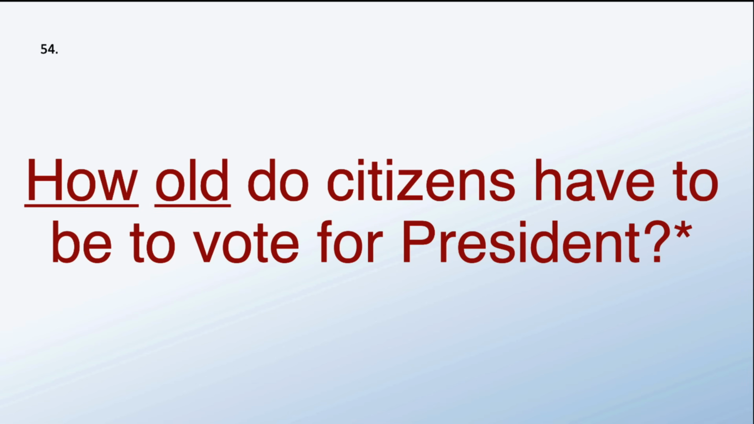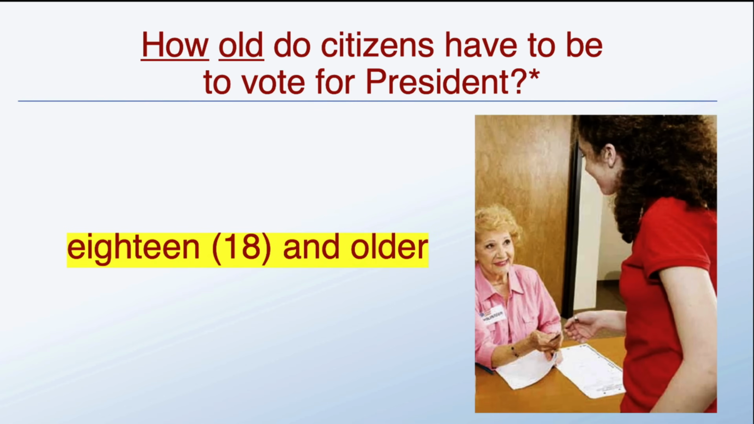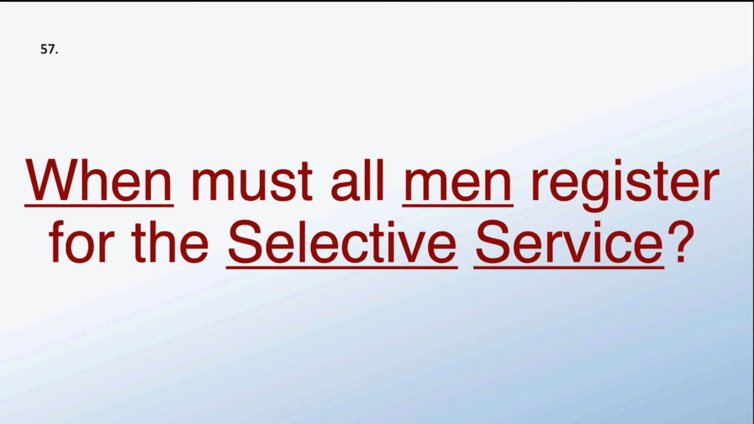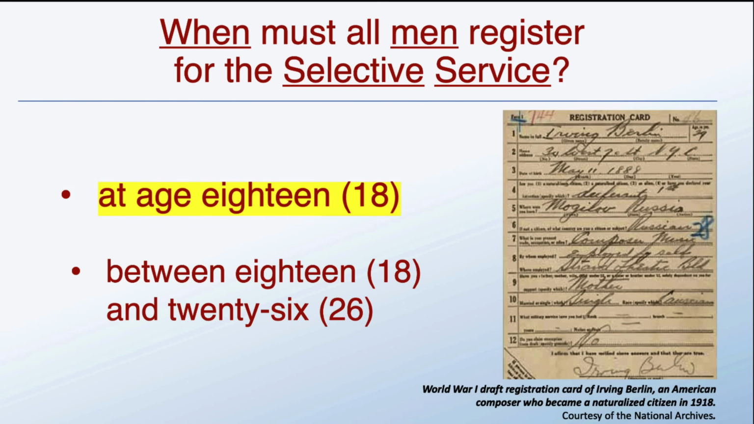How old do citizens have to be to vote for president? 18 and older. When must all men register for the Selective Service? At age 18, specifically between 18 and 26.